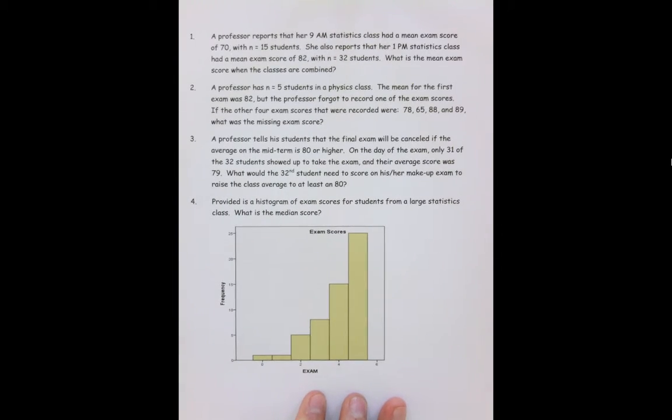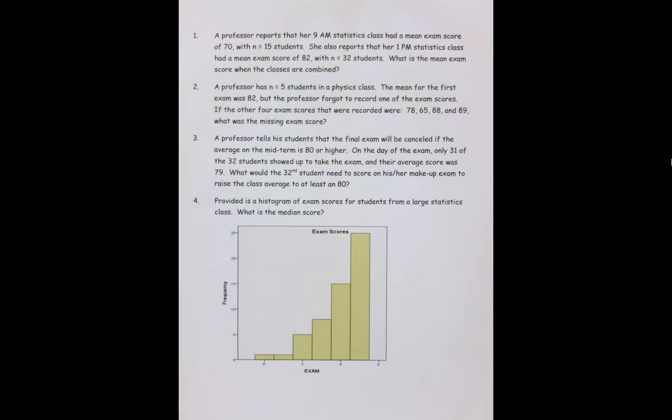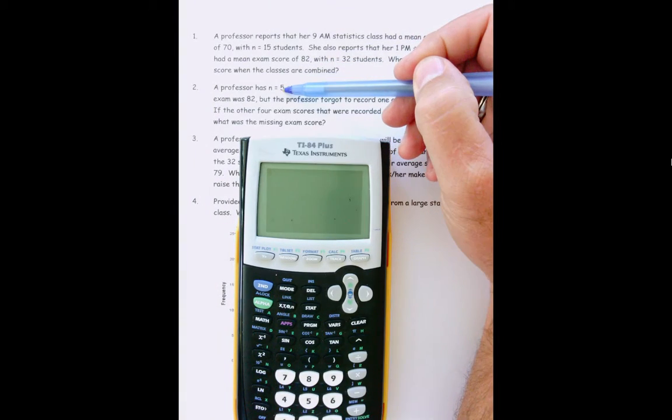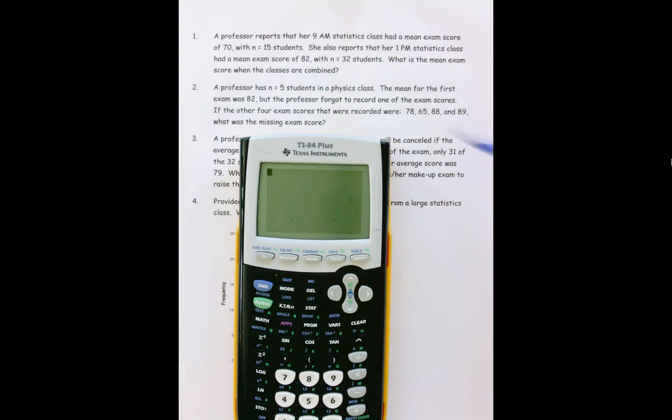All right, number 2. A professor has 5 students in a physics class. The mean for the first exam was 82. All right, gang, what do I know right off the bat? I know that if this person had 5 students and a mean of 82, the sum of all scores for the 5 students had to be 410.